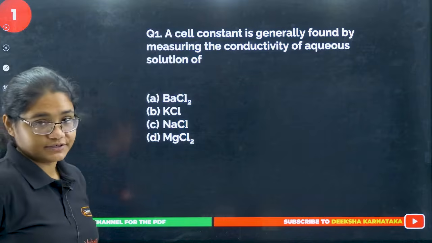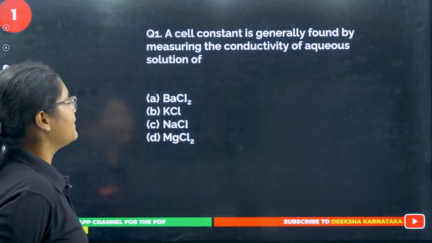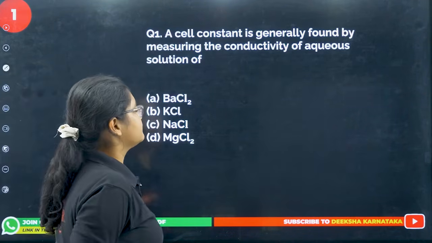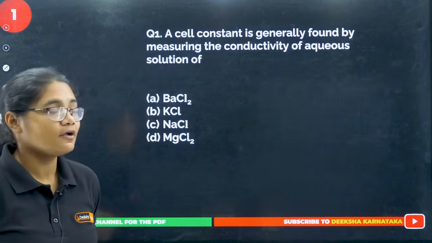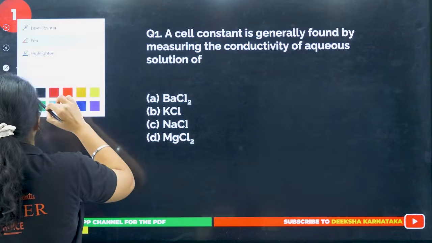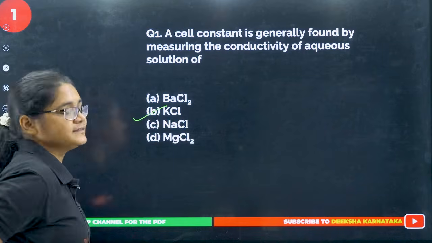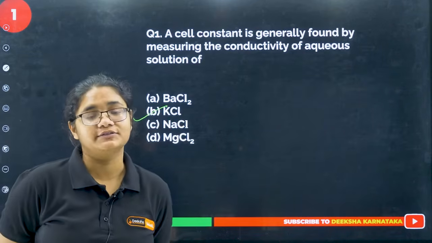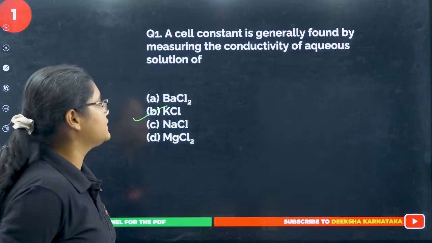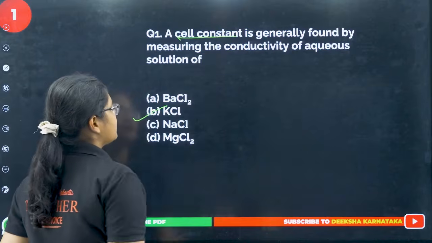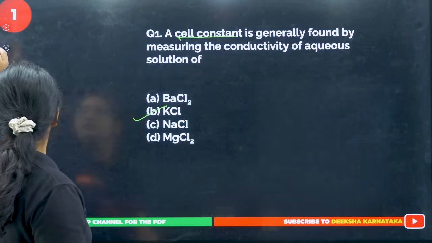The cell constant is generally found by measuring the conductivity of aqueous solution of. So I told you which solution we use. We use a very special solution, KCl, because its value is known for many of the things. So that is why we use this one to calculate the cell constant.